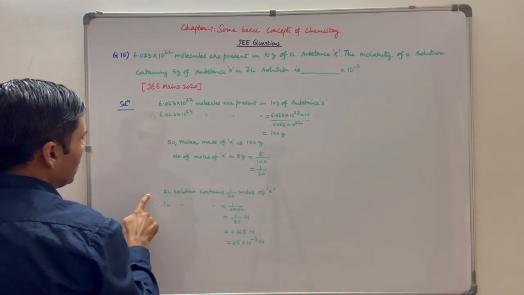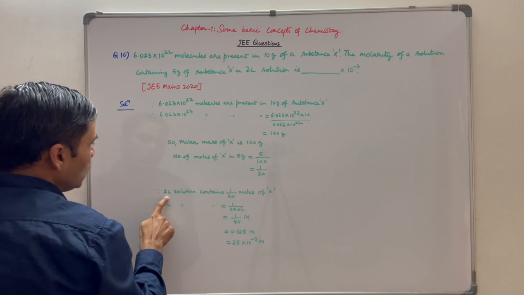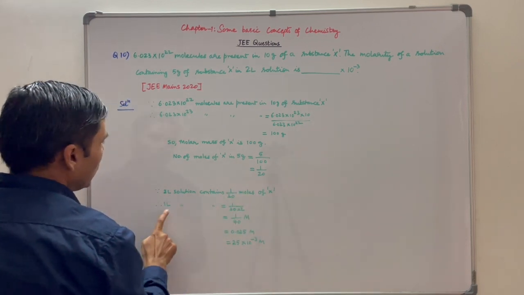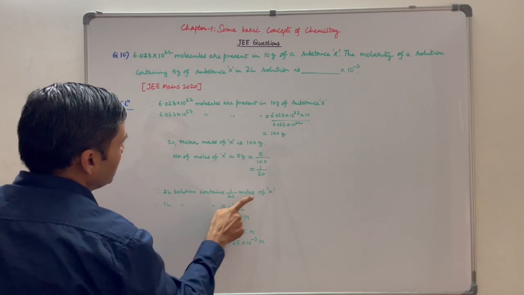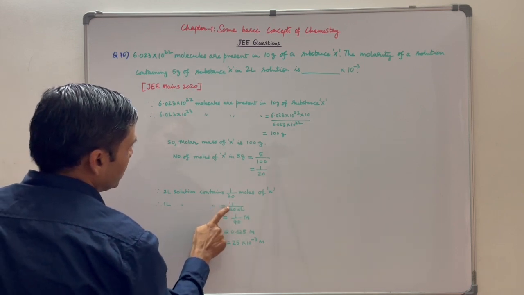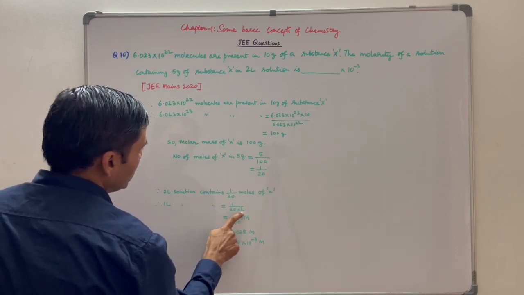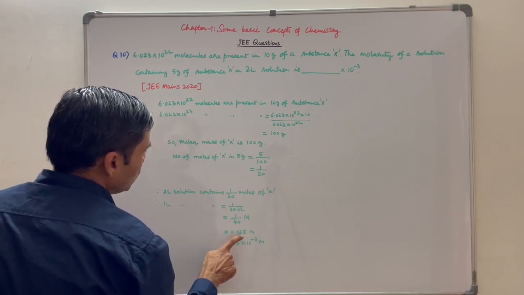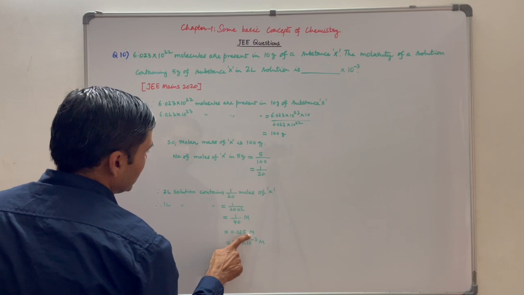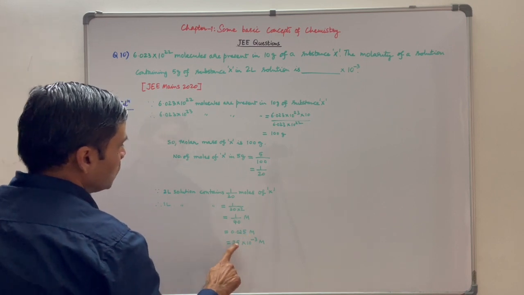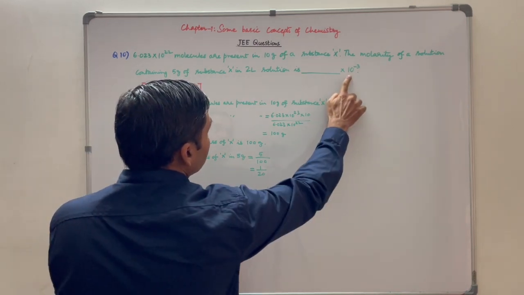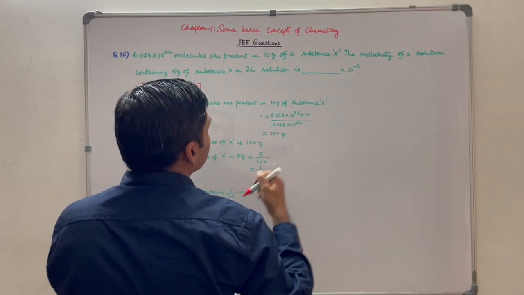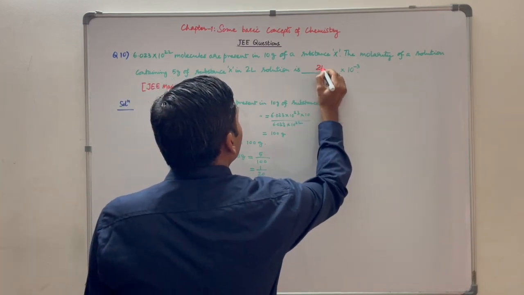So we will form our logic again as 2 liter solution contains 1 by 20 moles of X. So 1 liter solution will contain how many moles of X? That is 1 upon 20 into 2 in denominator, that is 1 by 40 or 0.025 moles per liter, or we can write as 25 into 10 to power minus 3. So in this space 25 will come.